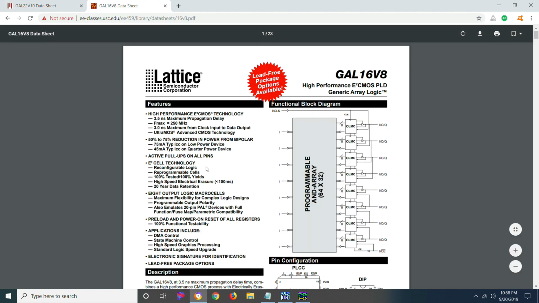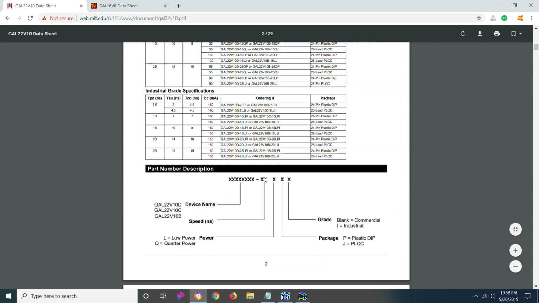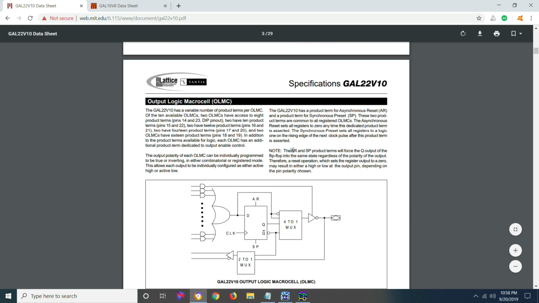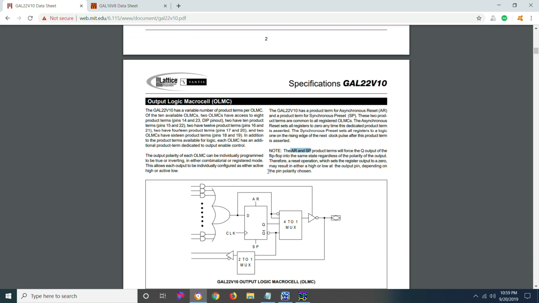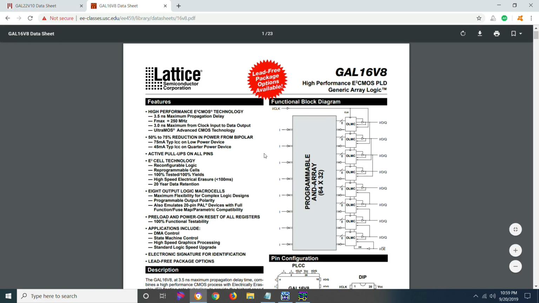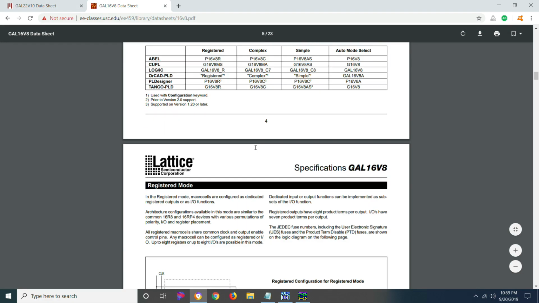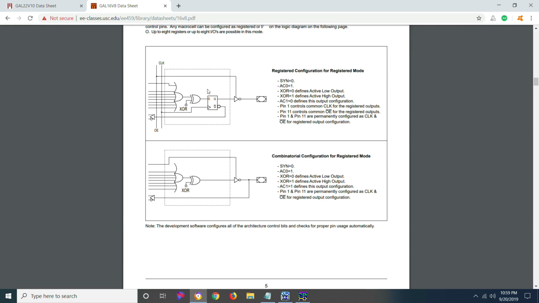So before, I talked about the extensions AR and SP, where it concerns the output logic macro cells. And specifically what that has to do with is the asynchronous reset and the synchronous preset. Now, the GAL 22 V10 actually has these. And when we were doing that last video, we were actually using the 16 V8. And if we take a look at the 16 V8 and its macro cell, it does not have the asynchronous reset or the synchronous preset.